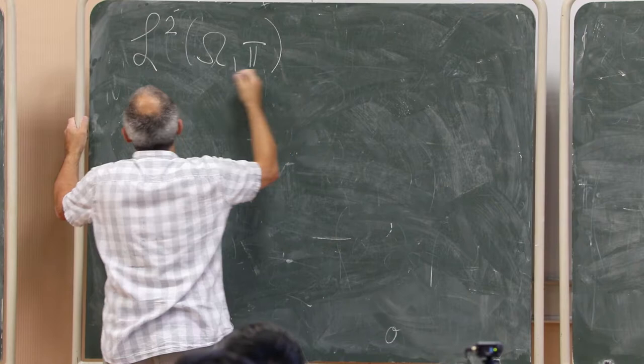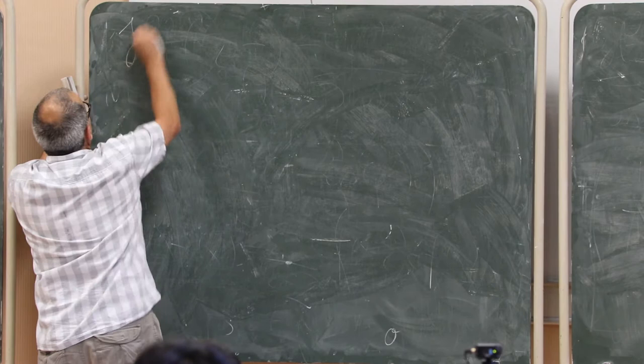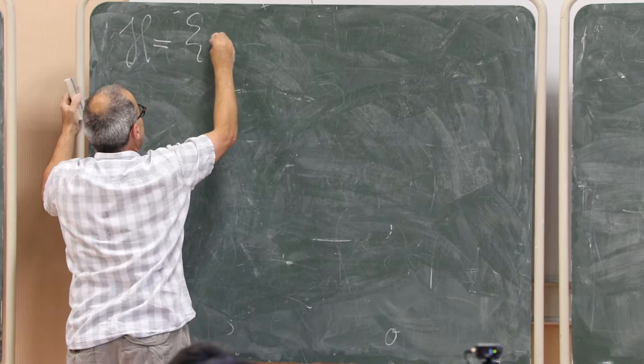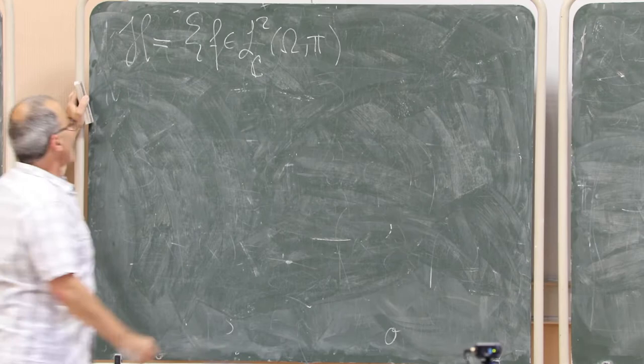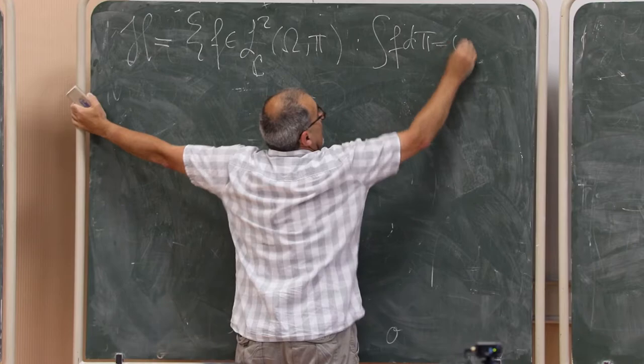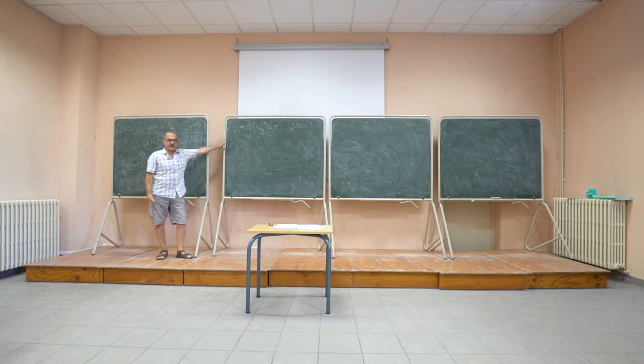H is those F in L2(omega, pi), it could be complex valued if you like, which have zero mean. I simply factor out a one-dimensional subspace of constants because I don't like them. It's just a nuisance. And now I define some operators on that.